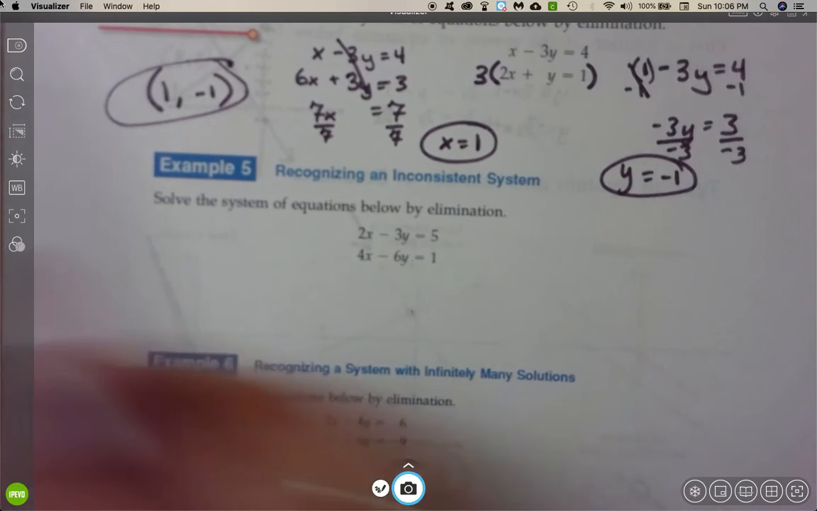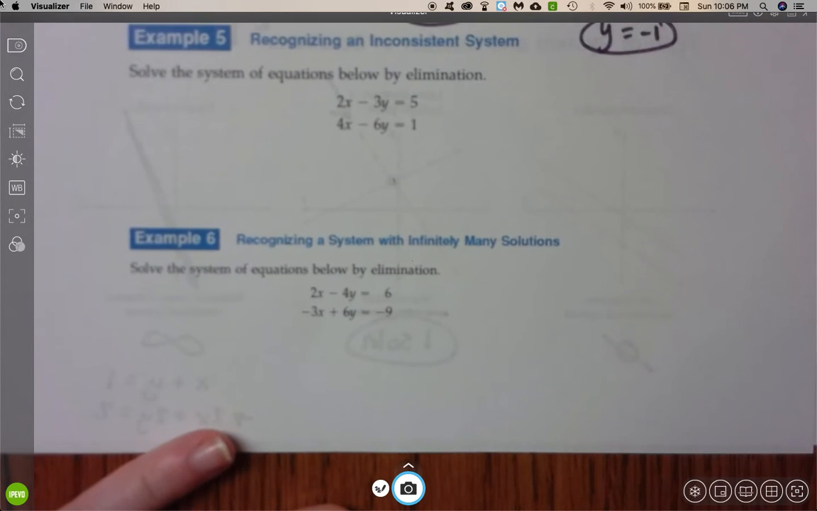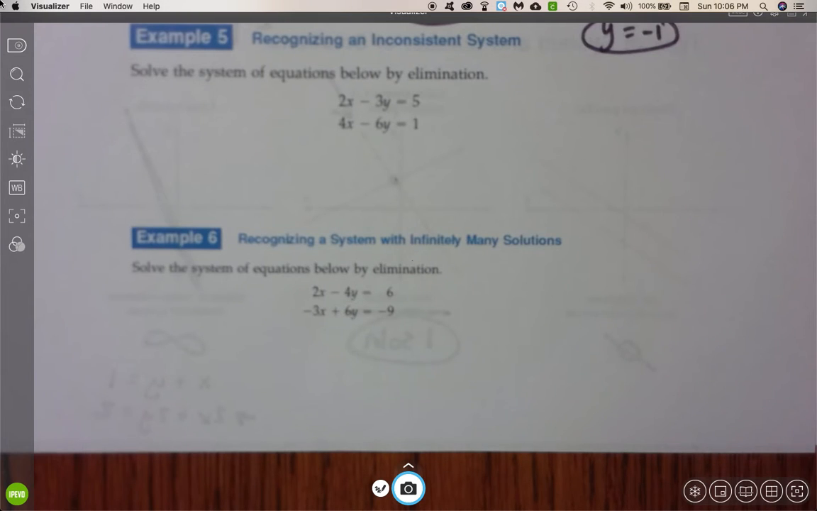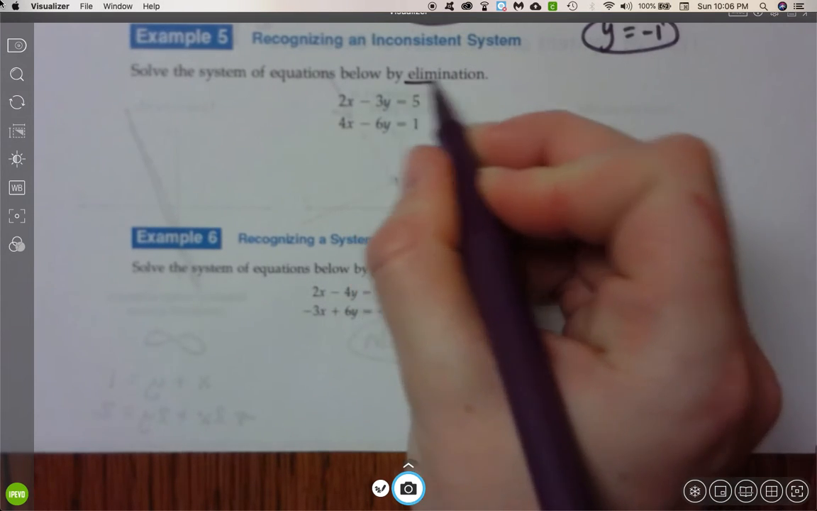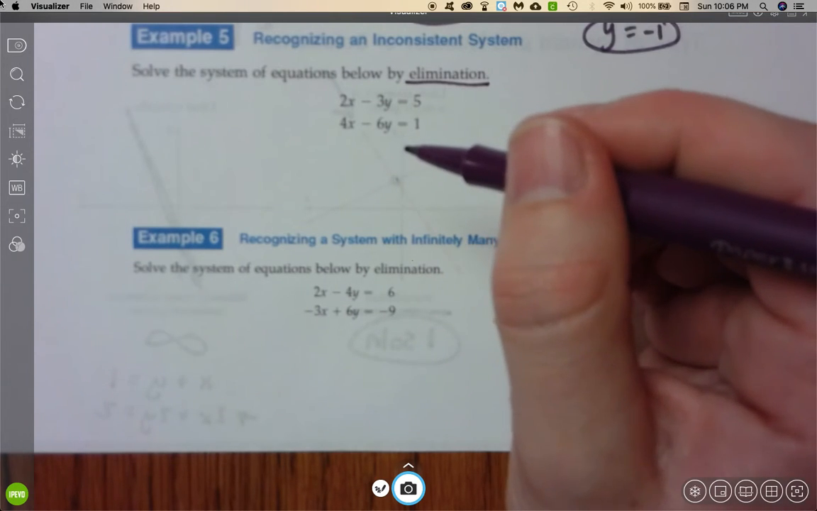All right, 2 left, but we'll do these 2 and then we'll stop. We're going to end up with some funky business happening in example 5 and example 6. So we'll see what that looks like. They want us to use elimination on this one. So let's see what happens here.